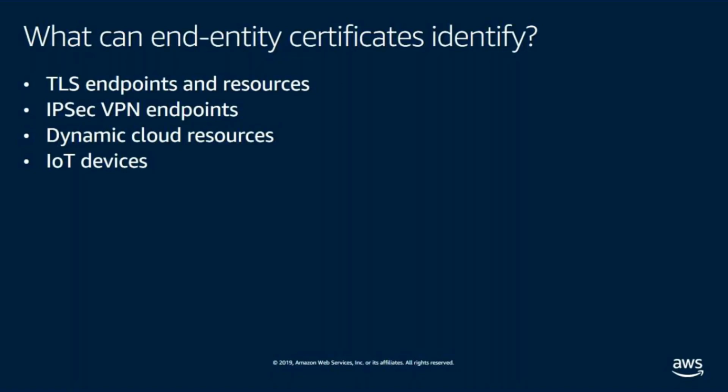You can use these APIs to create certificates that identify resources that are created dynamically and include that as part of your automation to identify private resources. And finally, IoT devices. One example is Alexa for Business, which used ACM Private CA, and there's a public blog post that describes the application in more detail.